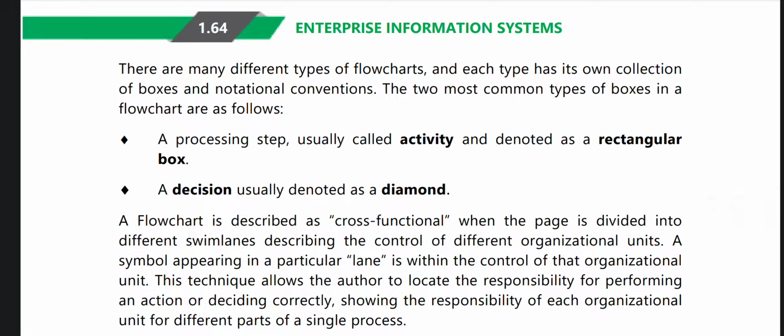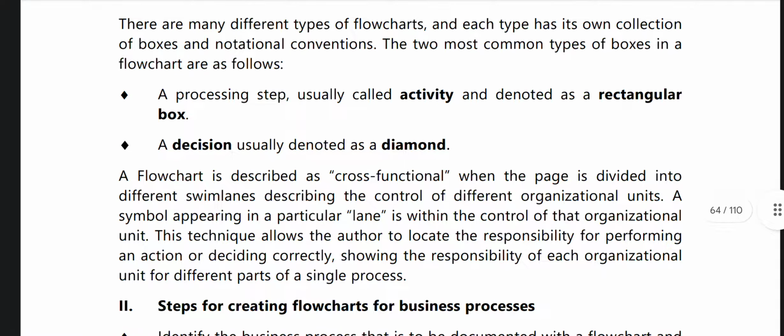So there may be different types of boxes. The most common types of boxes in the flowchart are as follows: a processing step, usually called an activity, is denoted as a rectangular shape, and the decision making box will be a diamond shape.